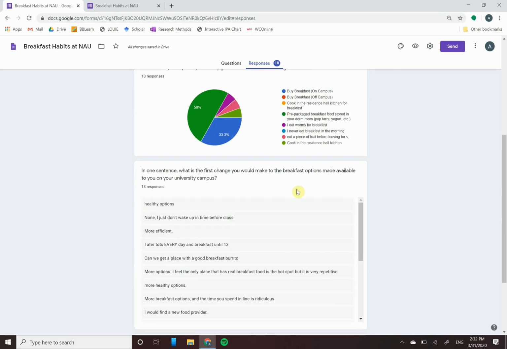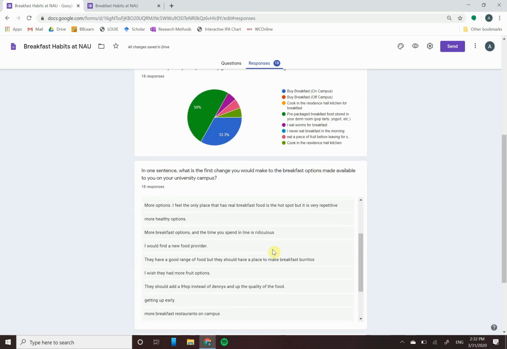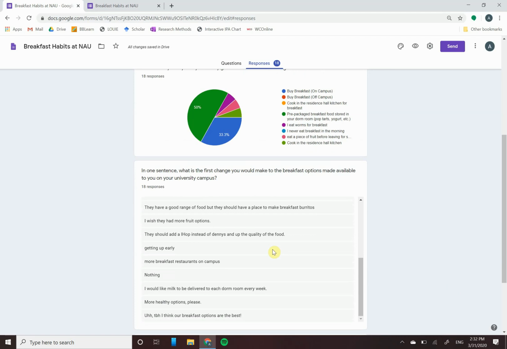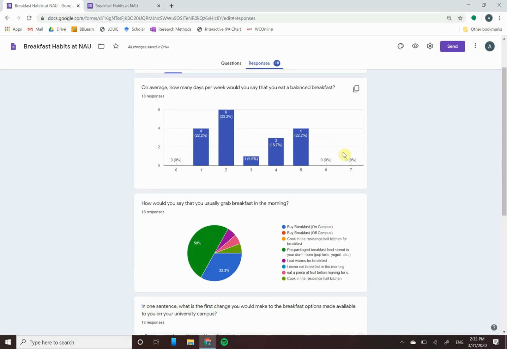Now, if we go down to those short answer questions I was talking about, look at all of these different responses that my participants have given. How would I interpret this as a research team? They should add IHOP instead of Denny's and up the quality of food. How am I going to talk about that one response? A lot more difficult than looking at all of the data at once and saying 33% of my sample said that they eat breakfast 2 days per week. Interesting. Okay.